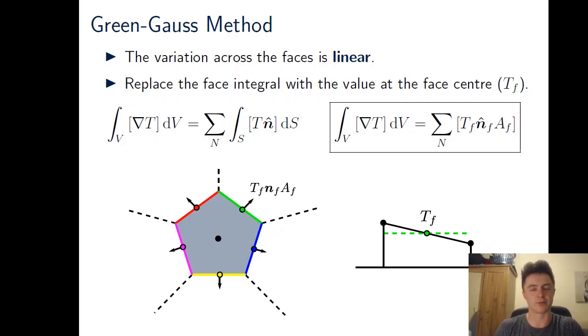So what have we done now? In that boxed equation, we've got an expression for the volume integral of the temperature gradient, and that's going to be equal to the sum of the temperature, the unit normal vector, and the area at the center of each of those faces. So to work this out, we could just go to the center of each of those 5 faces, get the temperature, the normal vector, and the area, multiply them, and then add them together.